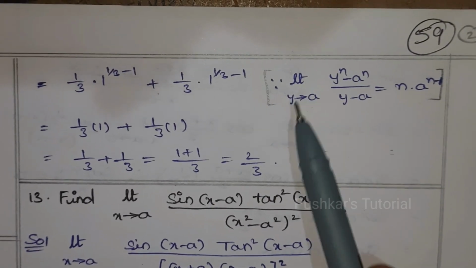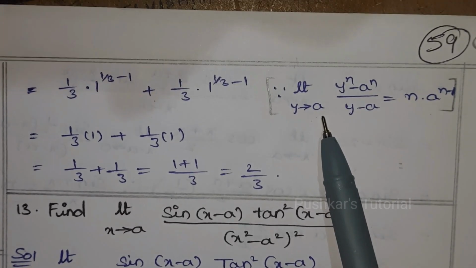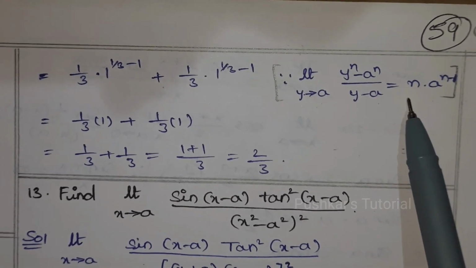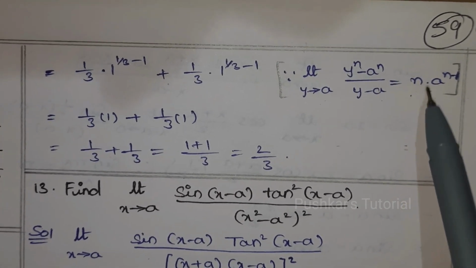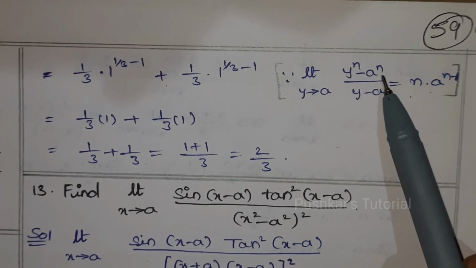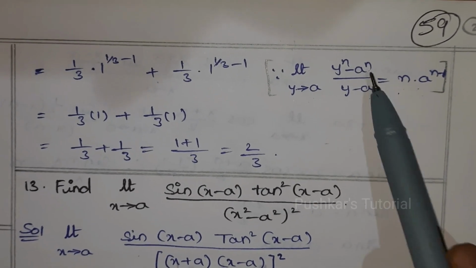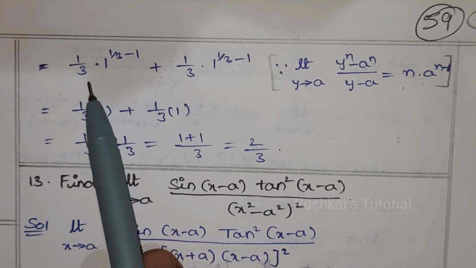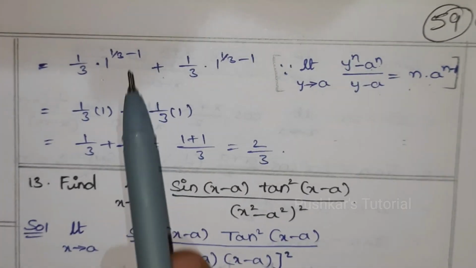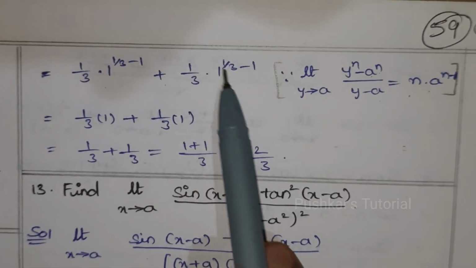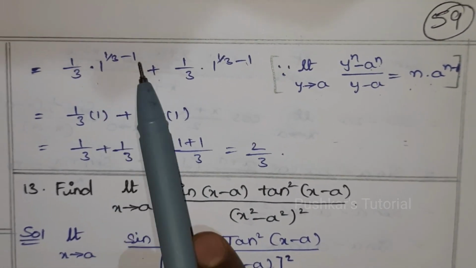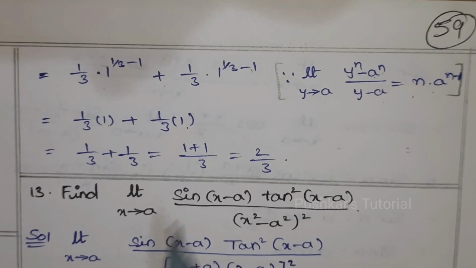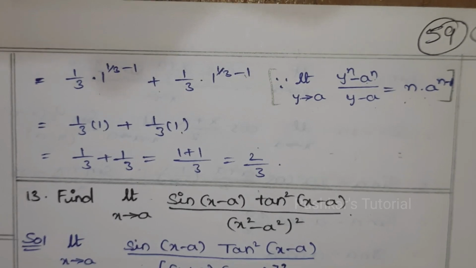Now it is looking like limit y tends to a, (y power n minus a power n) by (y minus a) is equal to the formula n into a to the power of n minus 1. Instead of n, the power is 1 by 3, and instead of a, 1 is there. So 1 by 3 into 1 power (1 by 3 minus 1) plus 1 by 3 into 1 power (1 by 3 minus 1). 1 power anything, the answer is 1. So 1 by 3 plus 1 by 3 is 2 by 3, the answer.